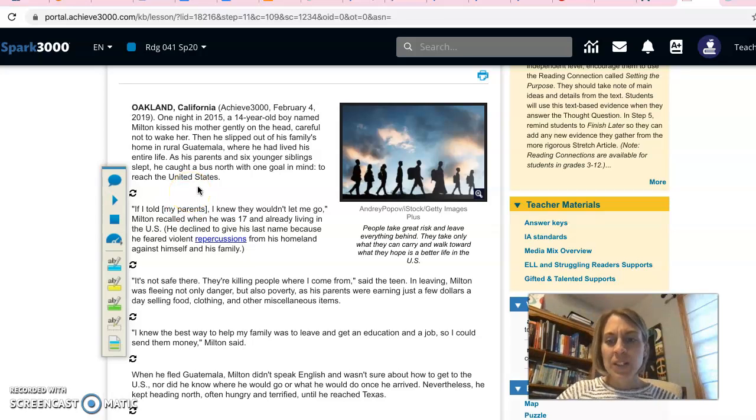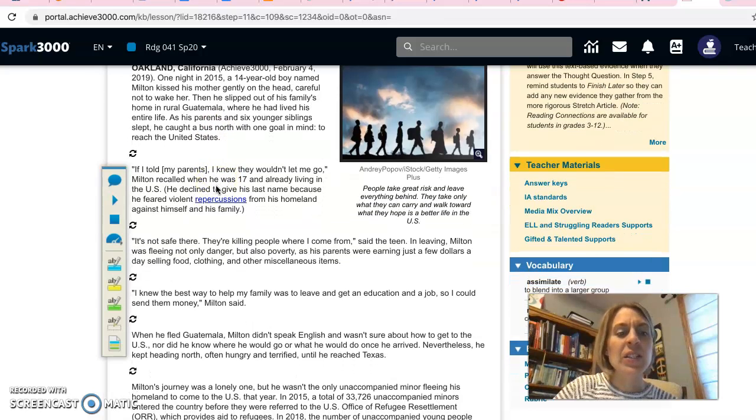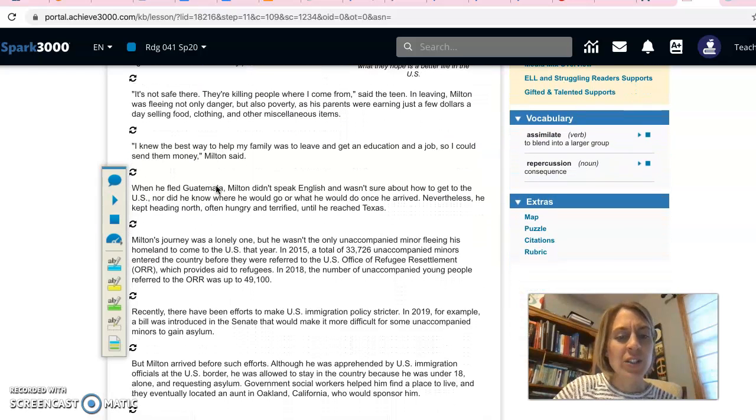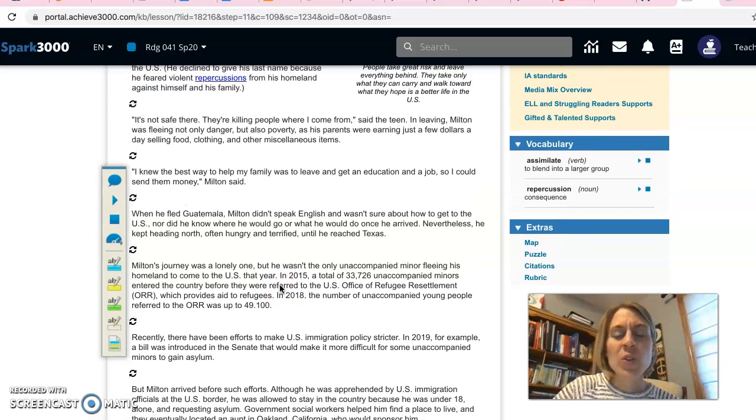Now, you can probably see that it's a biography. It's about this young man's life, and so you would expect that it would be written in chronological order. And so he leaves in 2015. That's the first event. He leaves Guatemala. He has his 6 younger siblings, and then it goes on from there. No years, except you get down here, 2015, 2018. But there's really no years.